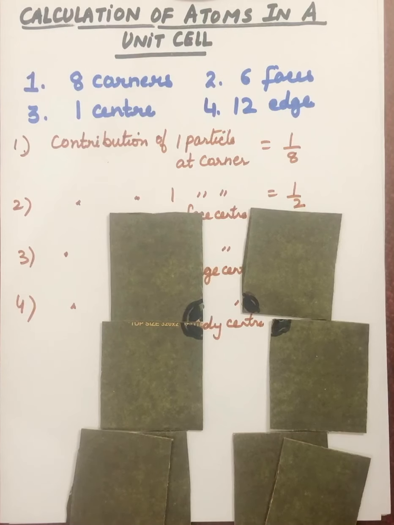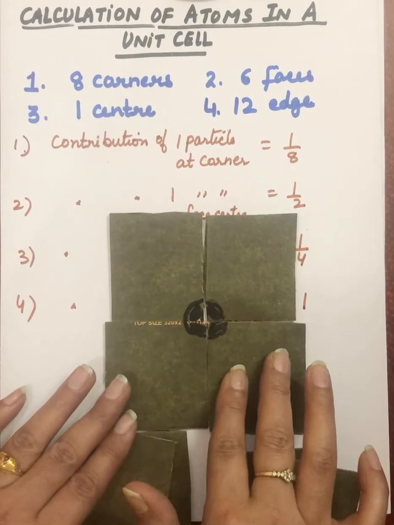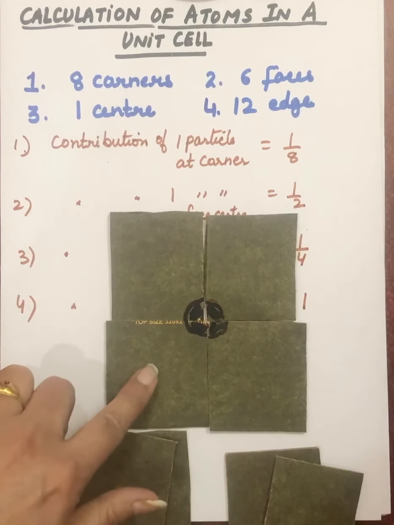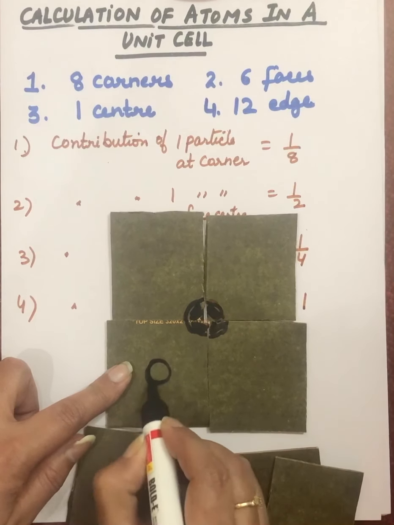Any particle which is present at the corner of any unit cell is contributing its 1/8 part only to that particular unit cell. Now come to the face center. If we are keeping one particle at the face center, this top face I'm taking, if we are keeping one particle here, remember this is again a sphere.